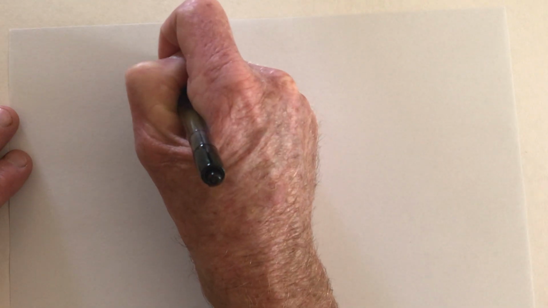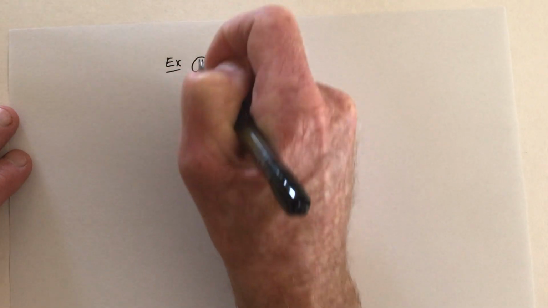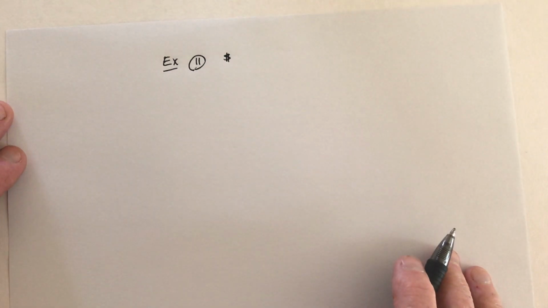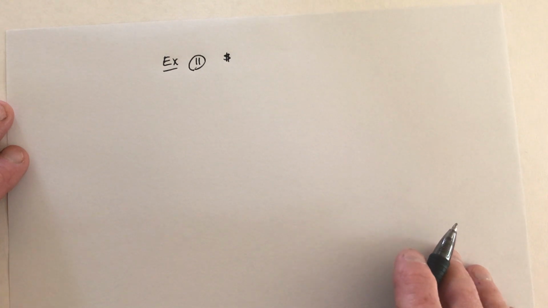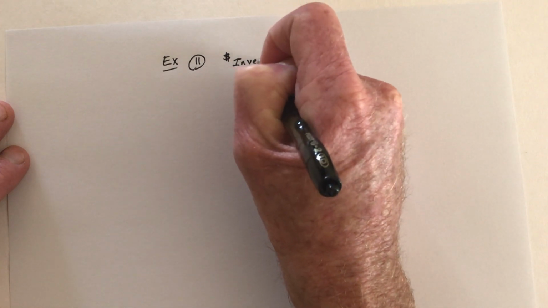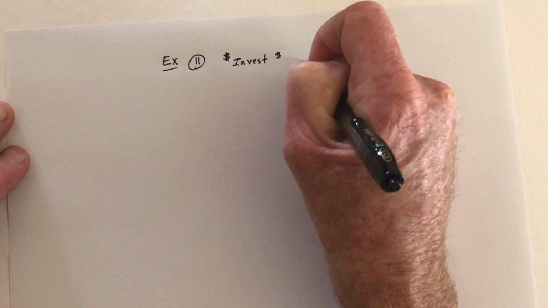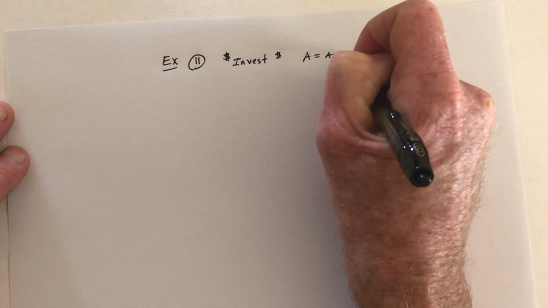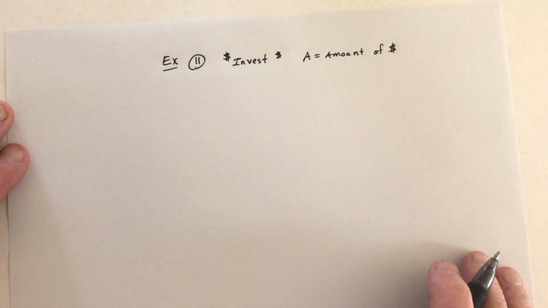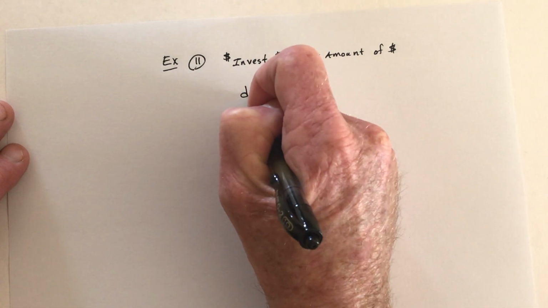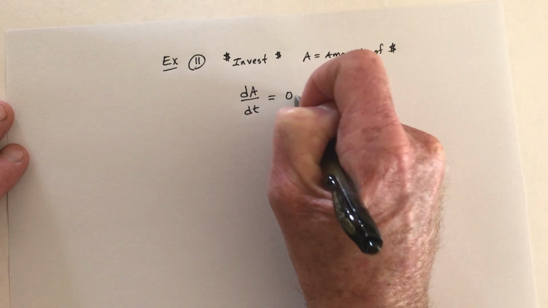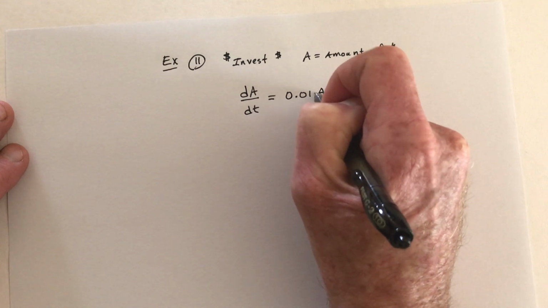So, for example, number 11, when we did things with money and we used the PERT formula, we could say, so this is about money, invest money. A equals the amount of money in the account. And it says that the derivative of the money in the account over time is equal to 0.01 times the money in the account.